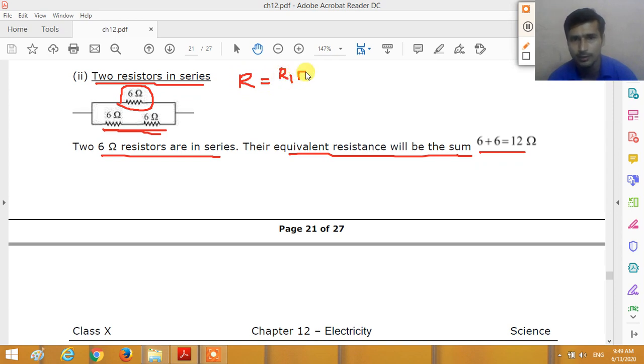R1 multiplied by R2 divided by R1 plus R2.